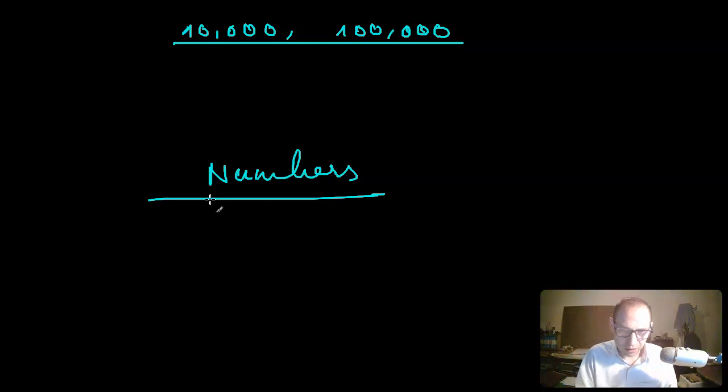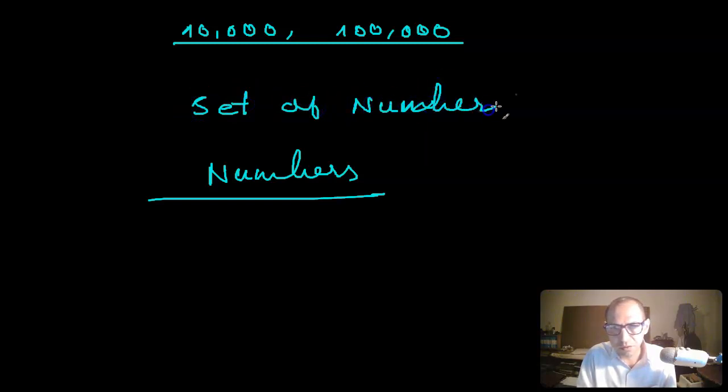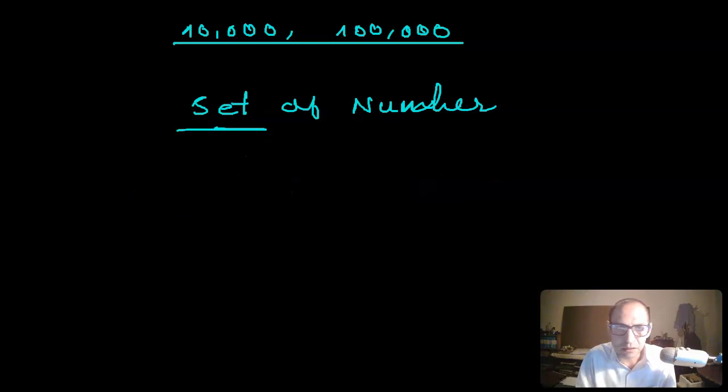And when we say a set of numbers, the idea of a set is essentially a collection of objects that can be put together. For example, houses, since all of them are houses, can be put together, or animals, since they are all animals, can be put together. That's essentially a class of objects, right?